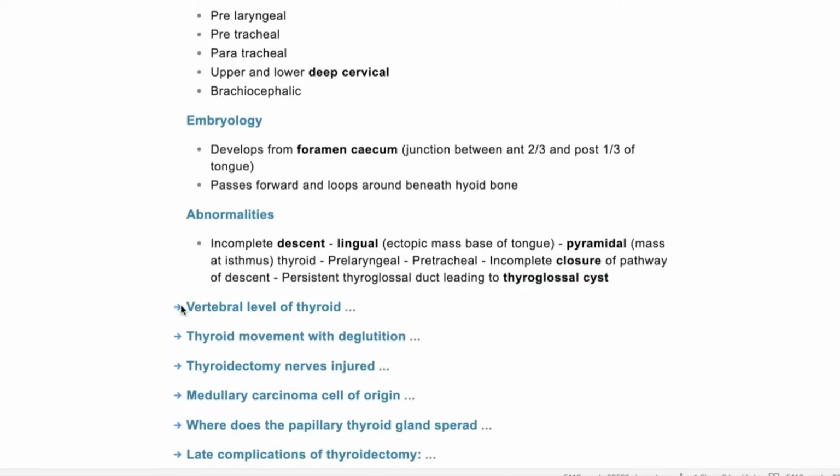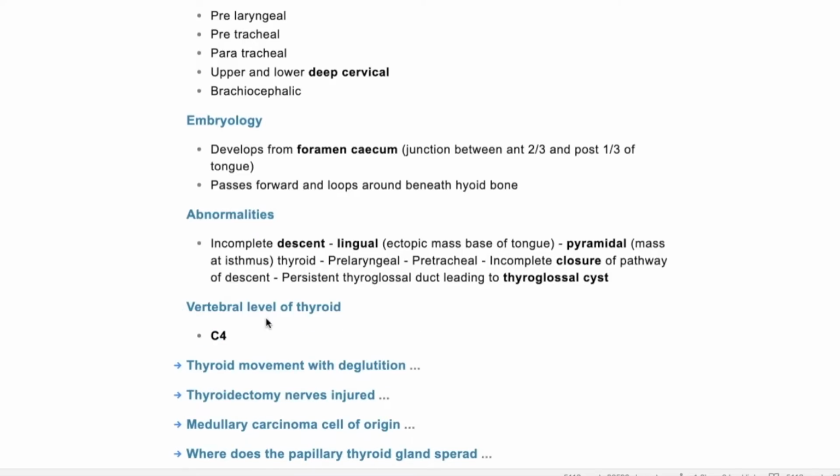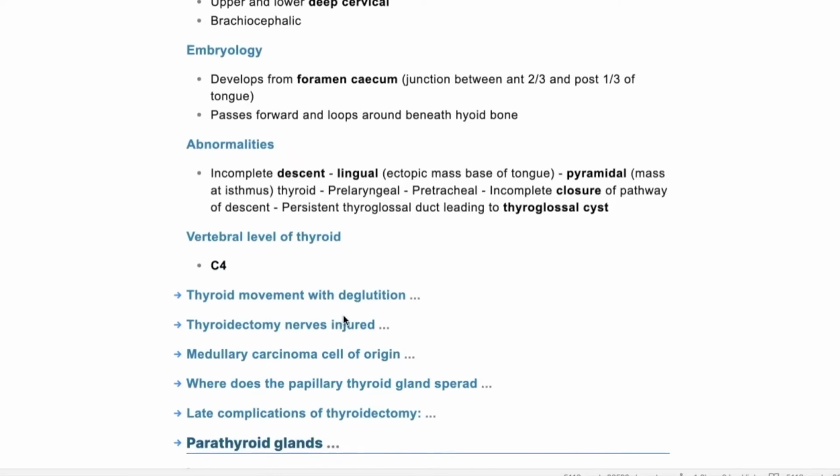Yes, it is at C4 to C6. Okay, and the thyroid cartilage? It is at C4. Okay, and C3. Well done. Can you tell me why the thyroid gland moves with deglutition?